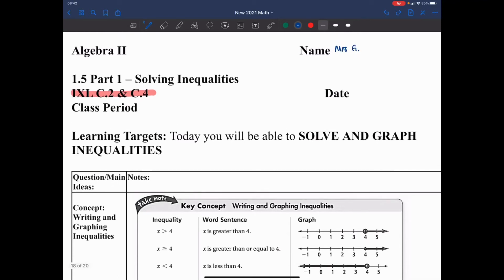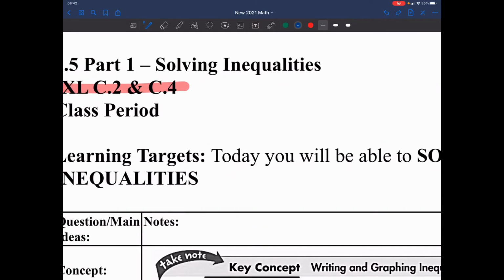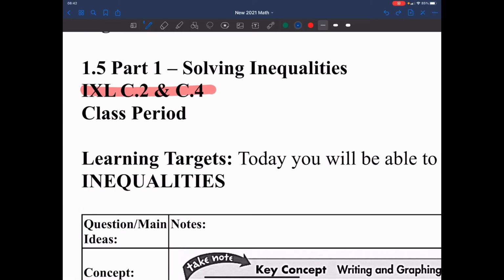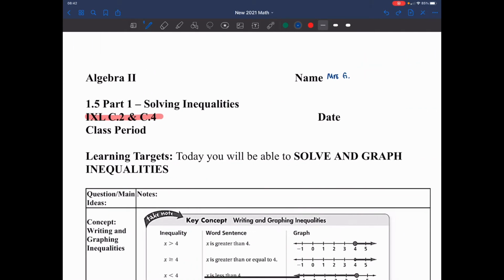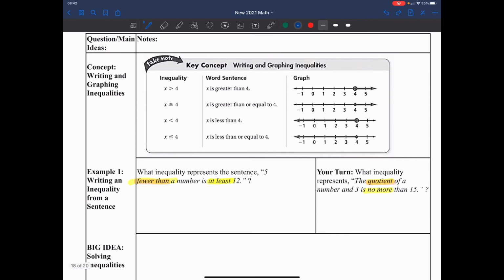Algebra 2 notes. This is 1.5 part 1, and this is solving inequalities. You're going to use these notes for IHL C.2 and C.4. So today's learning targets are: today you'll be able to solve and graph inequalities. So let's go ahead and look at the key concept.